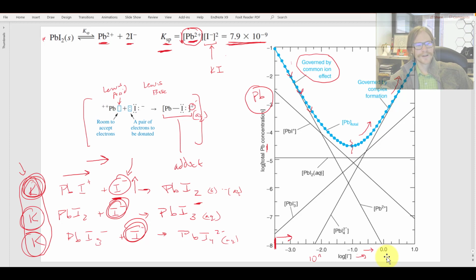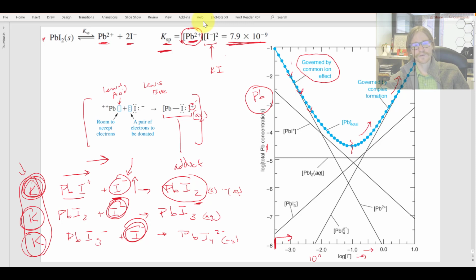In doing so, it's going to create more of this complex, the lead I2, which means it's going to use up and free up or liberate some of the lead I plus on the left side. And that's why you have this complex interrelationship between all of the equilibria that depend on lead and iodide.